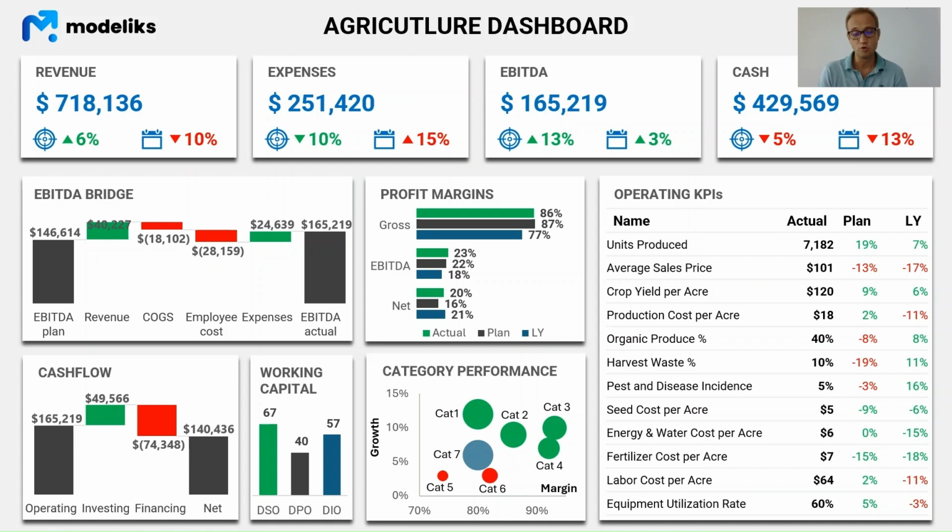Next, we want to move on to our product category performance. Let's say we have 5 or 6 or 7 different crops that we're producing.